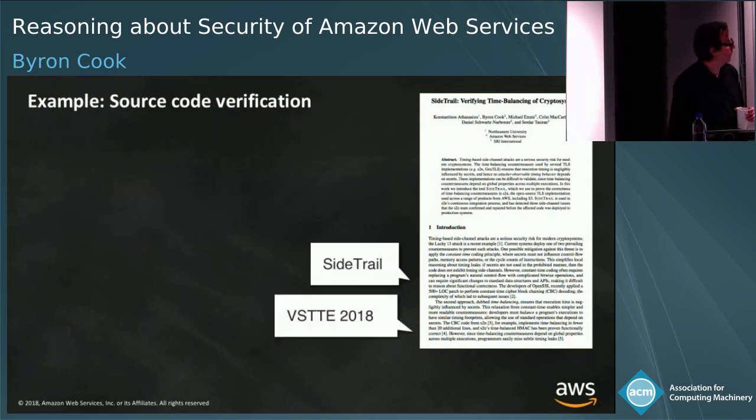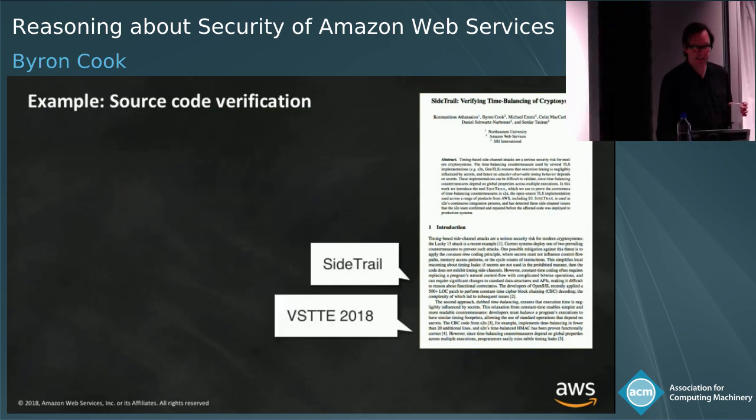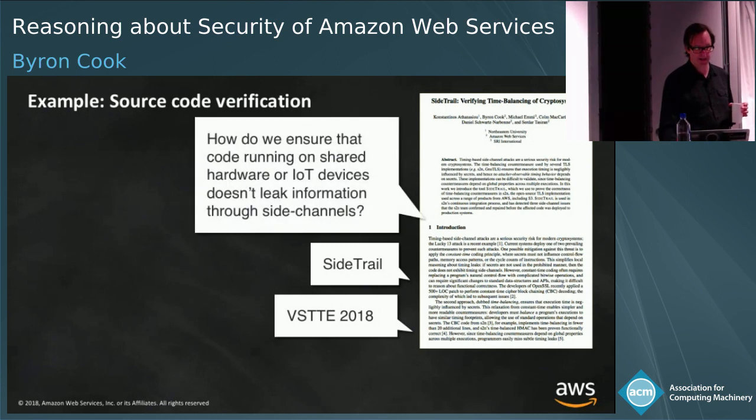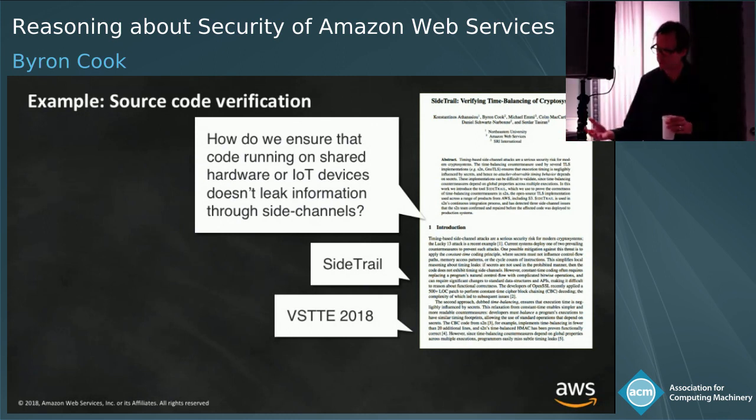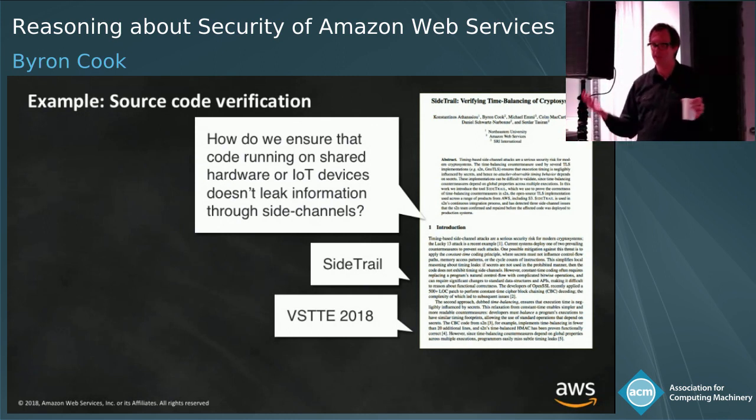So there's another tool called SideTrail. This is at VSTTE. So Amazon has some open source code called S2N. It's about 7,000 lines of C code implementing a substantial subset of TLS. And this is the basis of our IoT offerings, the Dash Button. I don't know if you've ever used the Dash Button. It's this button that when you press it, it'll send more coffee to your house.